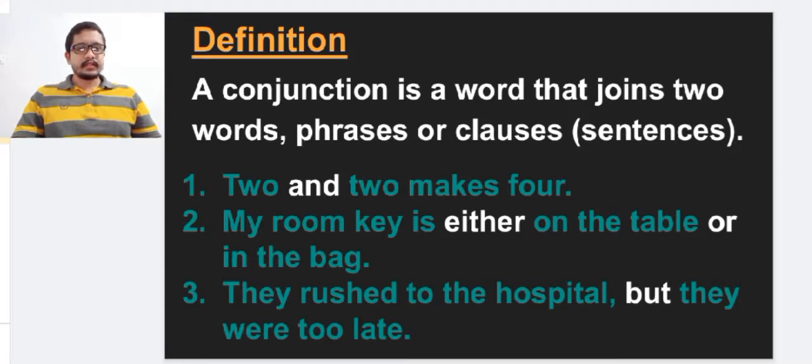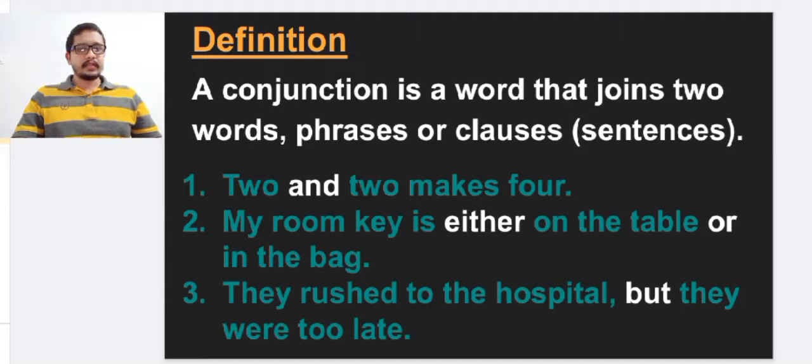Look at the second example. My room key is either on the table or in the bag. Can you identify the conjunction here? Yes, it is 'either...or'. This is a pair of conjunctions. This works as a team, or goes together. So here the conjunction is used to join two phrases. The first one is 'on the table'. The second one is 'in the bag'.